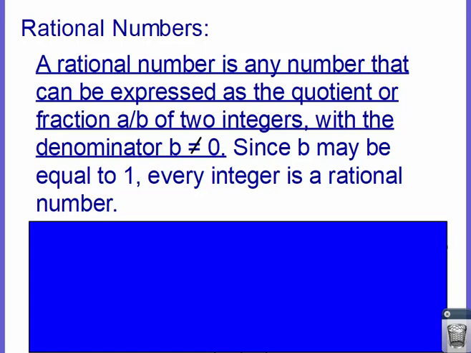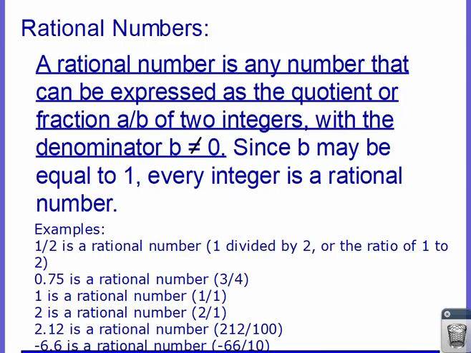We have rational numbers. And a rational number is any number that can be expressed or written as a quotient or fraction, A over B, sometimes this is P over Q, A over B of 2 integers with the denominator B not equal to 0. So really, rational numbers are any number that I can write as a fraction. That's how I need to understand these. Any number that I can write as a fraction.